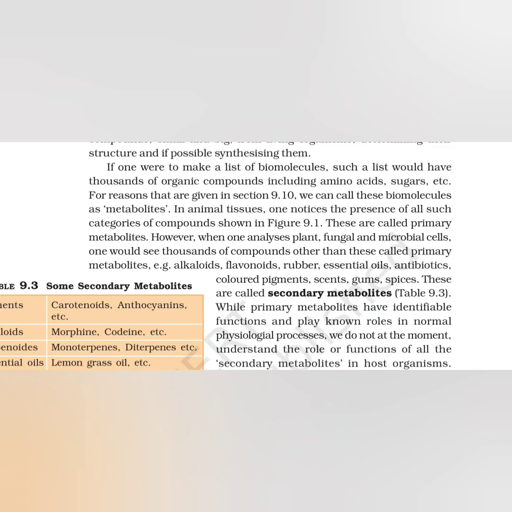However, when one analyzes plant, fungal and microbial cells, one would see thousands of compounds other than these primary metabolites. For example, alkaloids, flavonoids, rubber, essential oils, antibiotics, colored pigments, scents, gums, spices. These are called secondary metabolites.